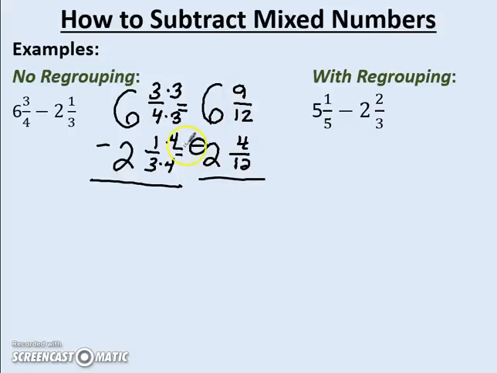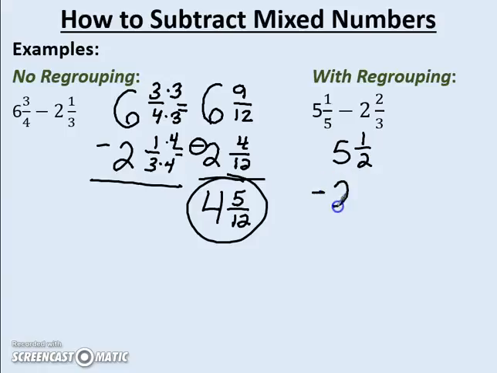9 12ths minus 4 12ths makes 5 12ths. And 6 take away 2 makes 4. And this does not reduce, so 4 5/12 is our final answer. Now let's look at an example with regrouping. So we have 5 1/2 take away 2 2/3.